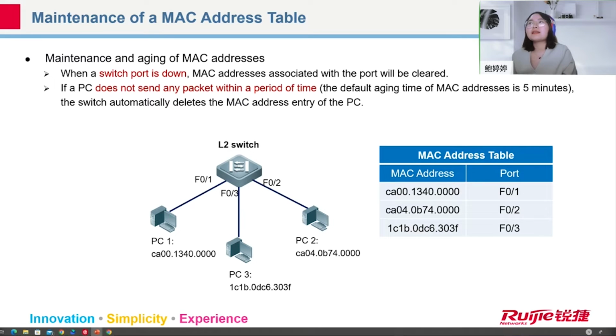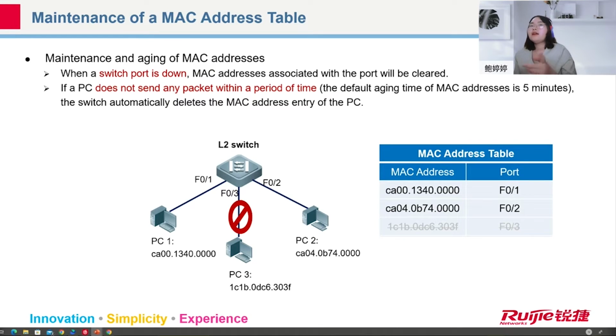And in this process, how to maintain the MAC address table? If the switch port is down, for example, the cable is deleted, or maybe PC doesn't send any packets within 5 minutes, then the switch will delete the entry automatically. So this is maintenance. So if one link is broken, this MAC address will be deleted.